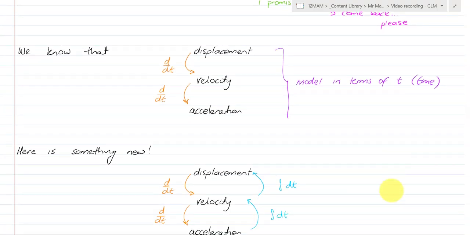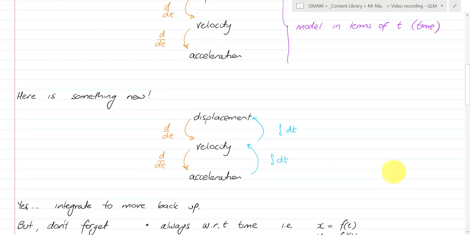Here's something new though, and maybe you already knew it. If you want to go back up the chain, we just need to integrate with respect to time. So you can see in the light blue there that we've integrated to get from acceleration to velocity with respect to time. You've integrated to get from velocity to displacement with respect to time. Now you may already be thinking, well, that causes a problem because we end up with this pesky constant, this c value. We don't know anything about this c value, and that's true, definitely true.